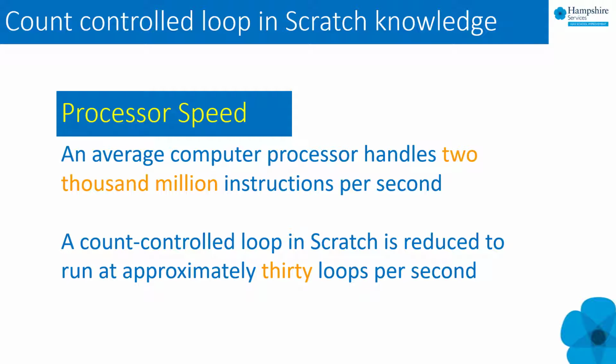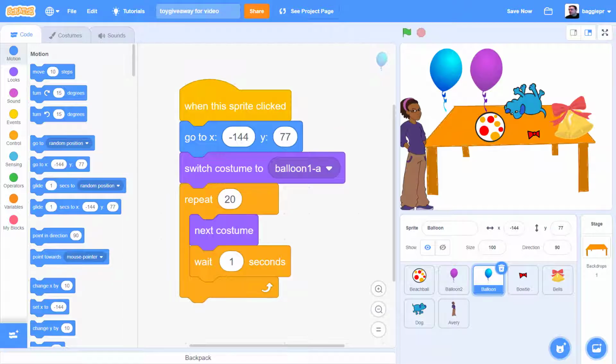Now let's look at processor speed. An average computer processor handles 2,000 million instructions per second. That's a massive number, isn't it? A count controlled loop in Scratch is reduced to run at approximately 30 loops per second. That's still very fast. And so of course there are certain things which are really important. Let's have a look at this in code.